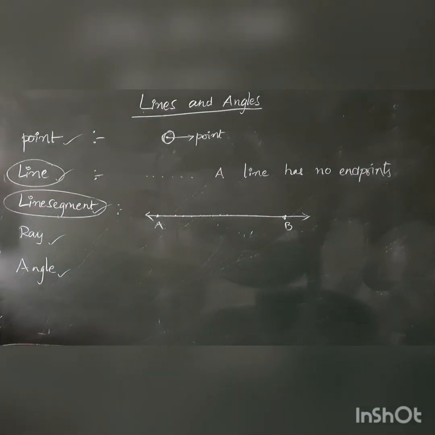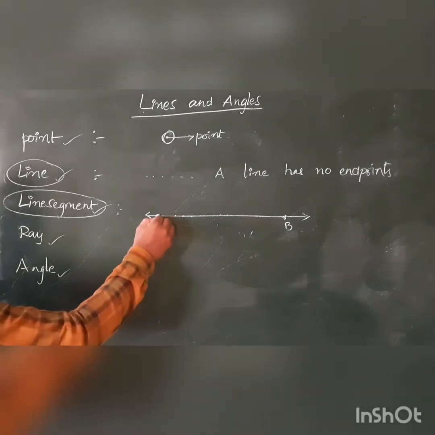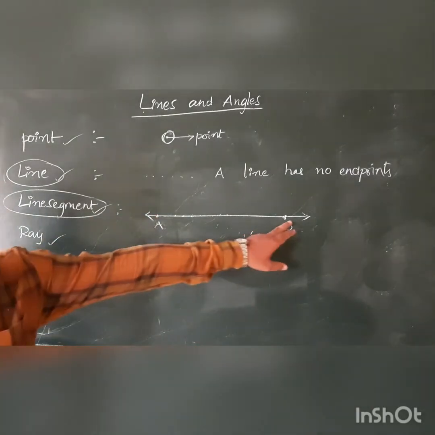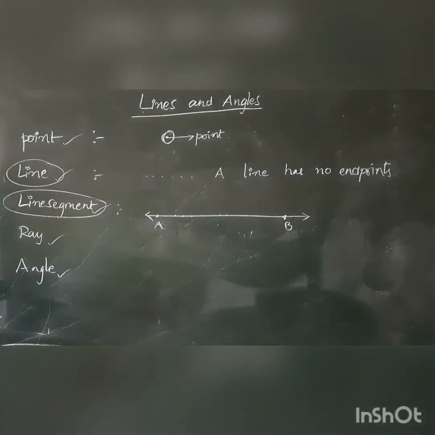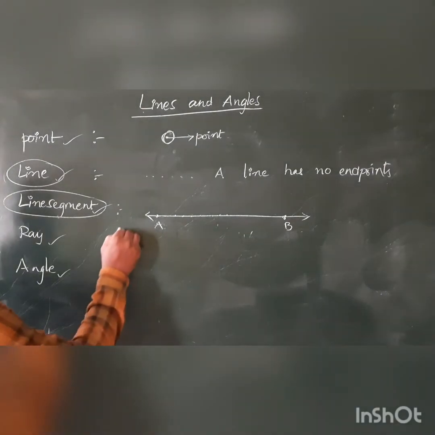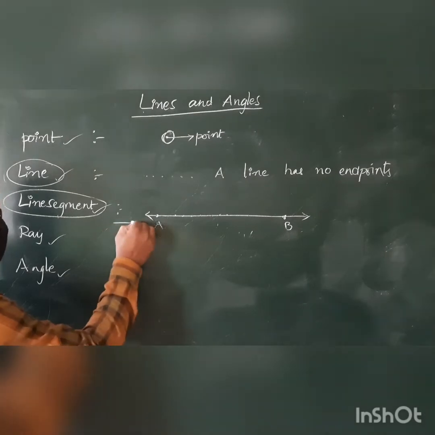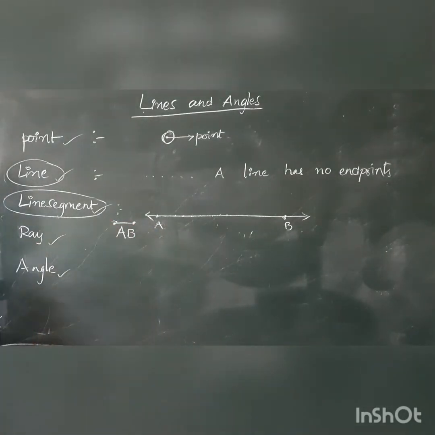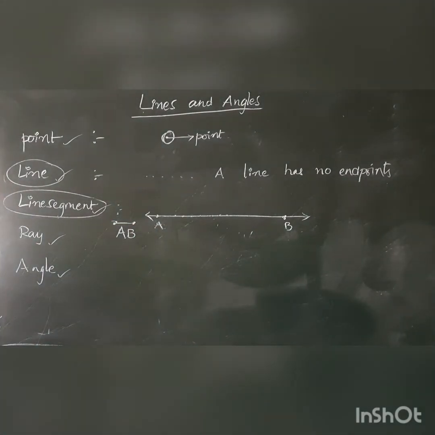Now the line has two end points. What are the two end points? A is one end point and B is another end point. A line with two end points is called a line segment. So we can say AB. This is the representation for line segment.